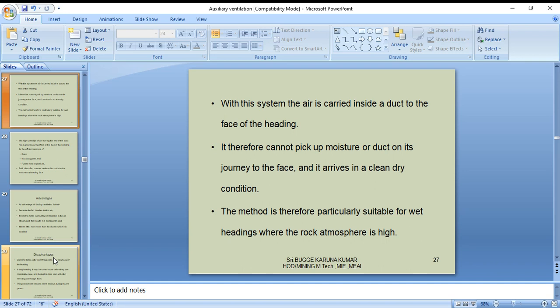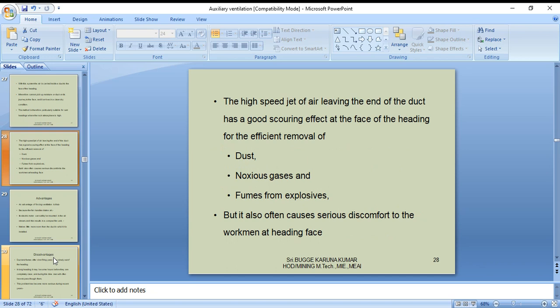So in clean, dry conditions, the method is particularly suitable for wet headings where the rock temperature is high. This is also one advantage. The quality air can be sent to the person. That is the purpose of the ducting method.